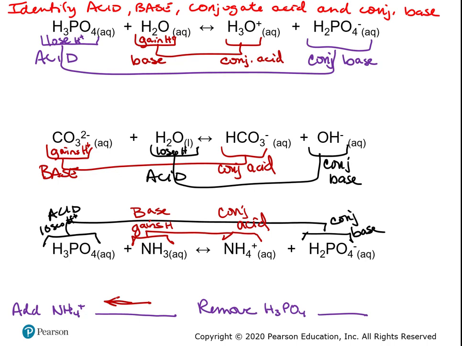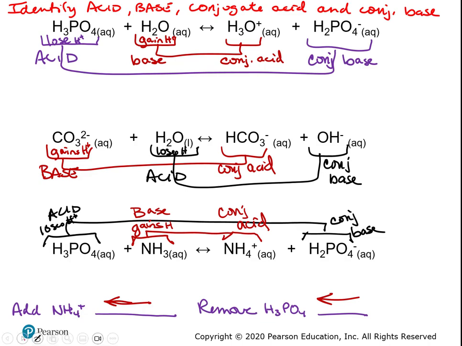Now, if I remove anything, the reaction always shifts which way? Toward whatever I removed. So if I remove H3PO4, you have to find H3PO4, whether it's a reactant or a product. The reaction is going to shift towards whatever I removed. So which way would the reaction shift? To the left or right? To the left. See, the H3PO4 is on the reactant side, so the reaction would shift to the left to try and replace whatever is removed.